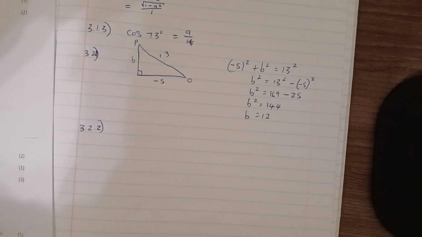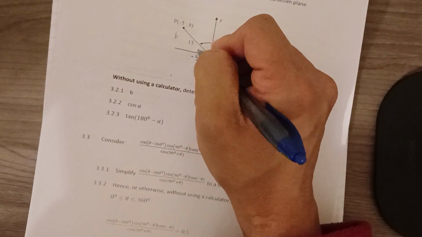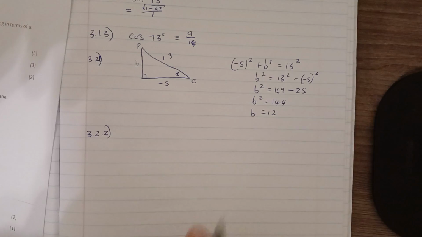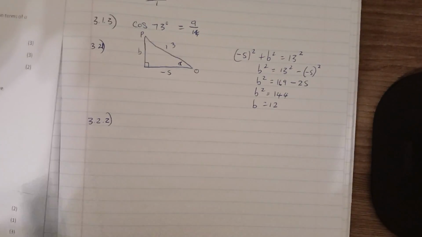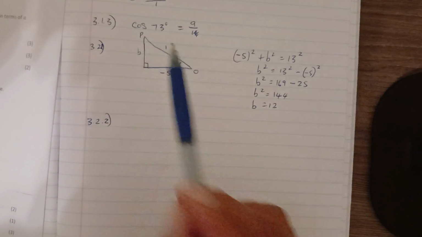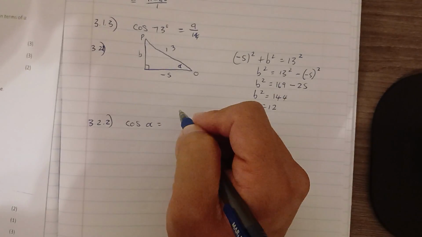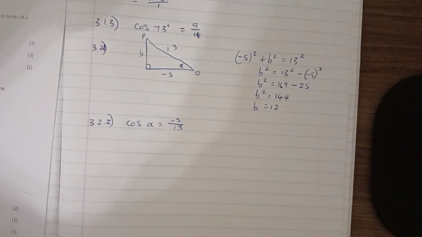Cos of alpha. Important to note, if this is alpha, that is also alpha in my little triangle. That's alpha over there. So now I can just read off from my triangle cos of alpha. So cos is adjacent over hypotenuse. So that's negative 5 over 13.